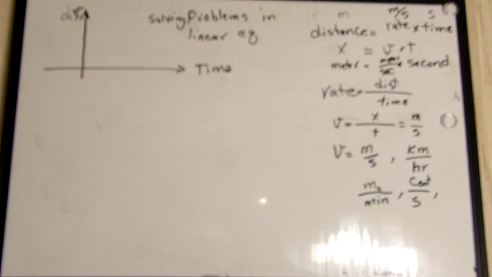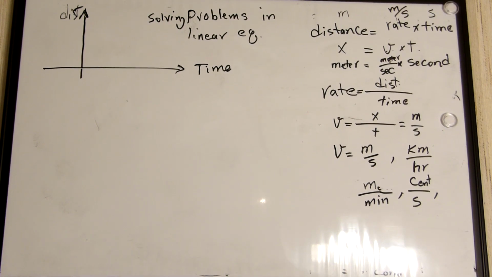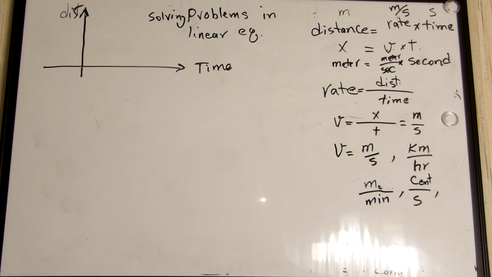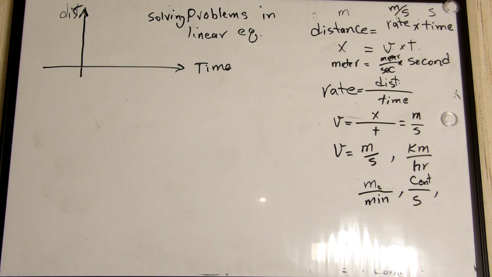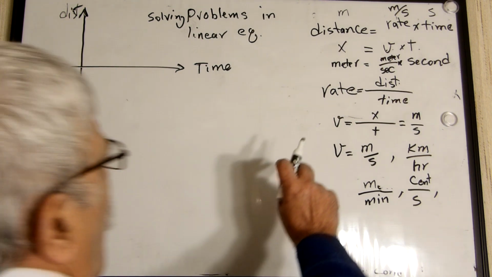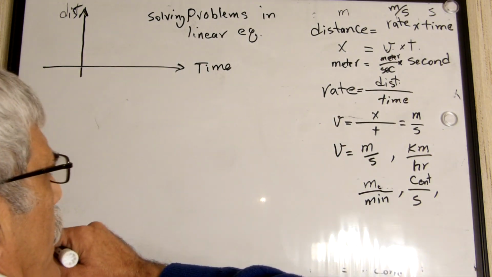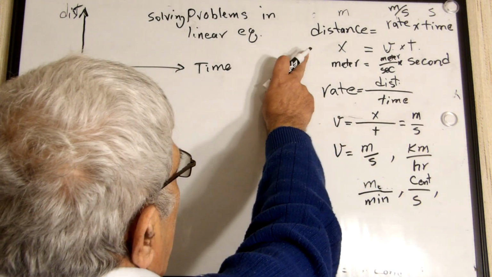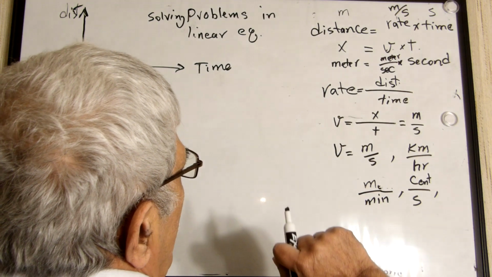All right. In this video, we're going to talk about problems in linear equations. What are these? Distance is equal to rate times time.